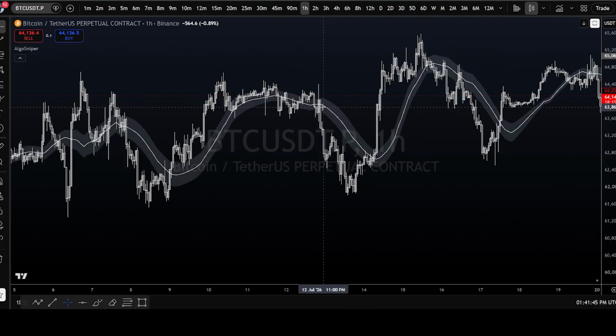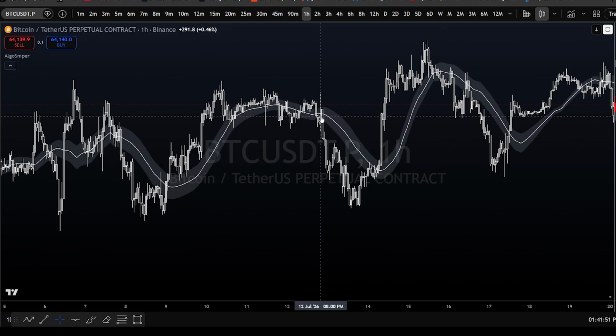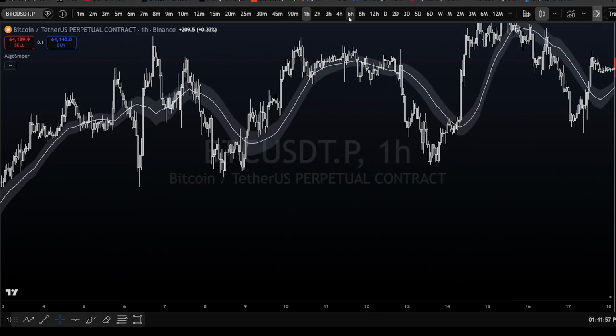So you don't want to be long or holding any type of position, depending on your trading system or strategy, if the price starts to close under this white line. It's likely that it will go down if this happens. So that's something to pay attention to.